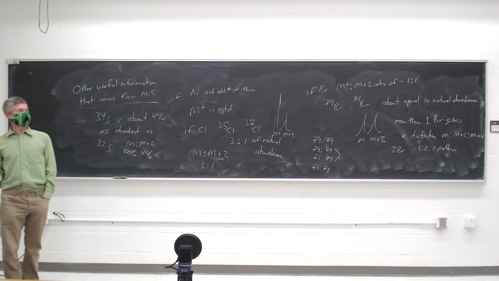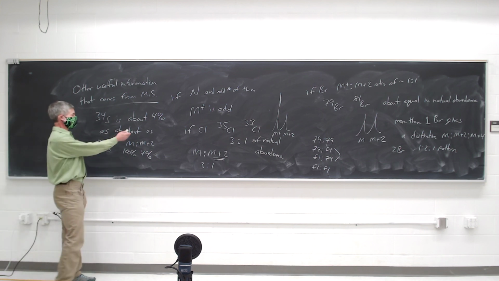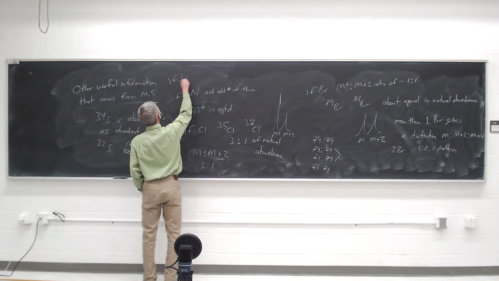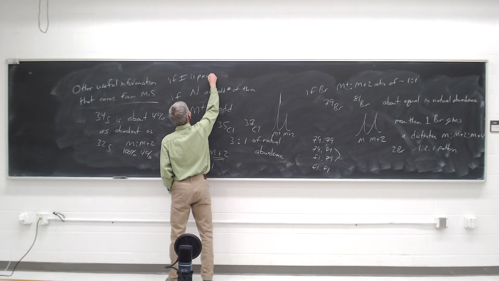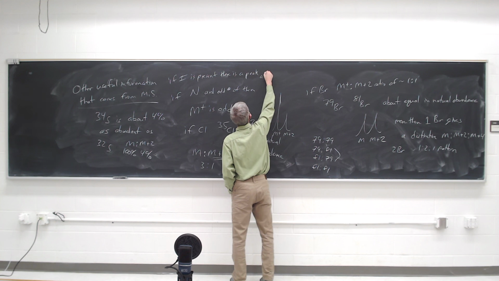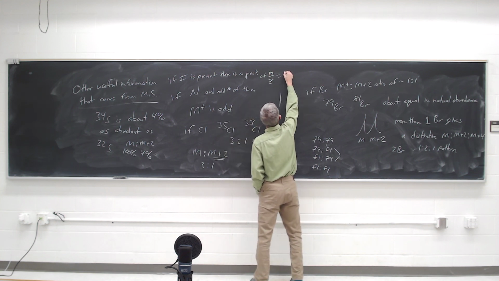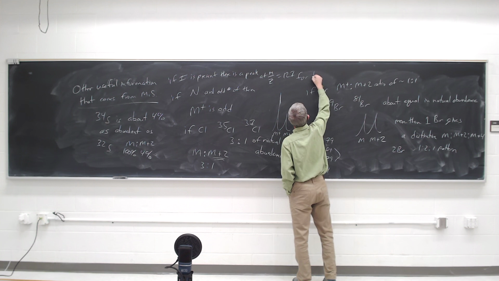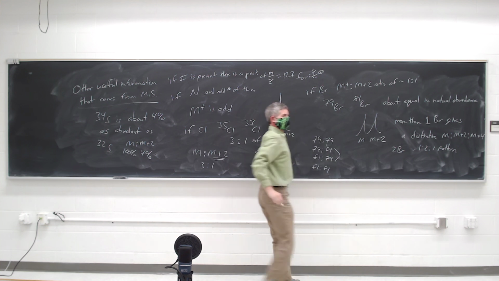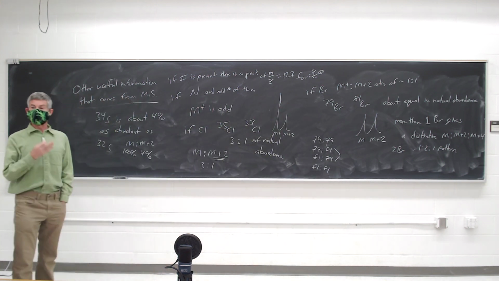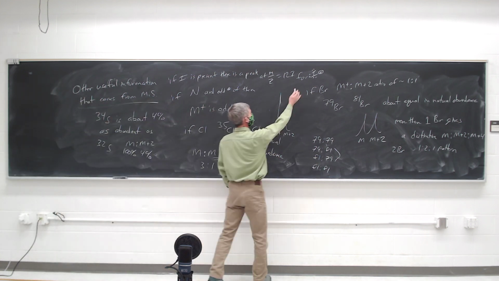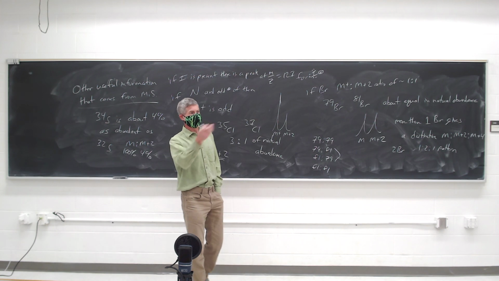You can tell nitrogen is present if the molecular ion is an odd number. If there's iodine present, you are going to see a peak at 127. Iodine is so large and polarizable that the iodine cation is actually pretty stable. So any molecule that contains iodine is going to fragment in such a way to generate I plus and a carbon radical.